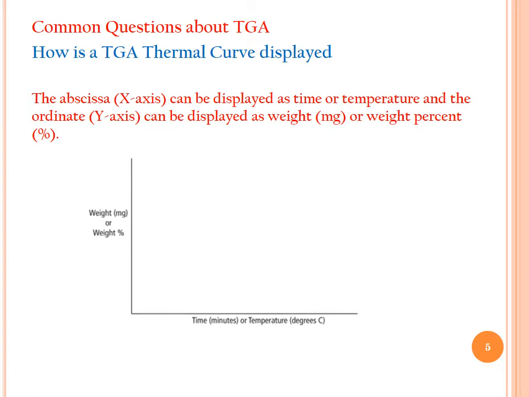So the next question: how is a TGA thermal curve displayed? This is very simple. The abscissa, also called the x-axis, can be displayed as time or temperature, and the ordinate, the y-axis, can be displayed as weight, meaning weight in milligrams or weight percentage. From the figure it is very clear. Along the x-axis is time or temperature, while along the y-axis is weight in milligrams or weight in percentage.